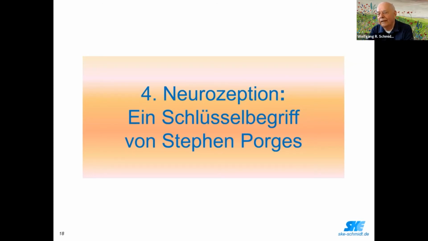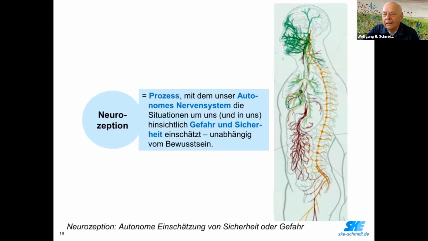Now, Stephen Porges gave us another key term, the neuroception. So now let's see what Stephen Porges means with neuroception. Neuroception is a process with which our autonomic nervous system assesses the situations around us and within us with regard to danger and safety, regardless of consciousness.